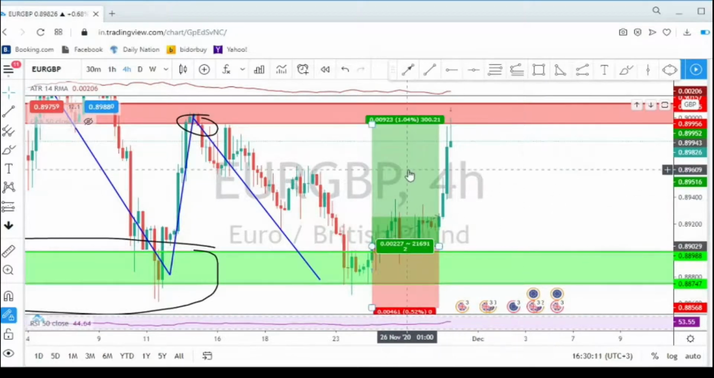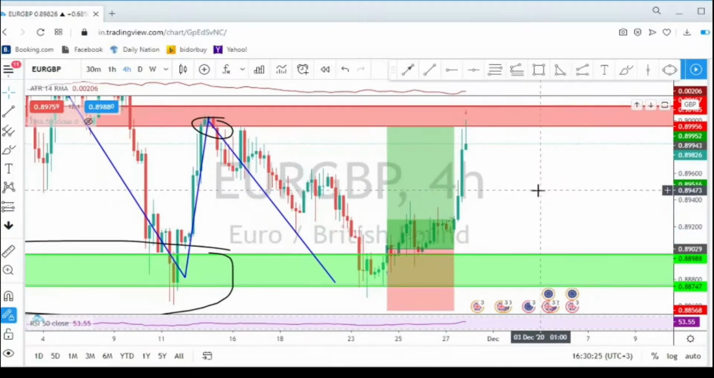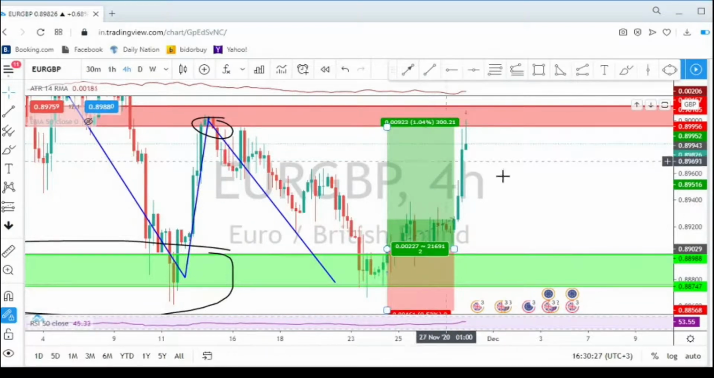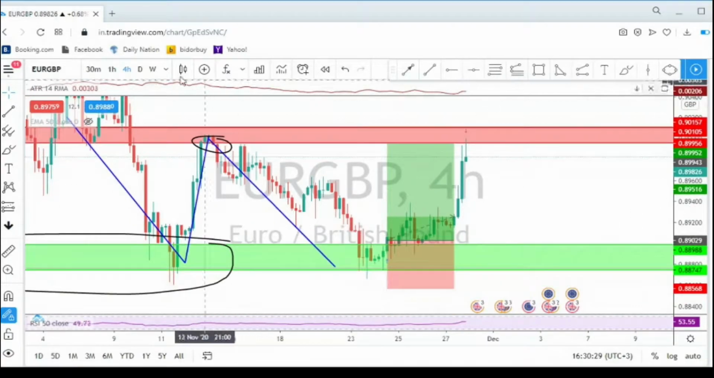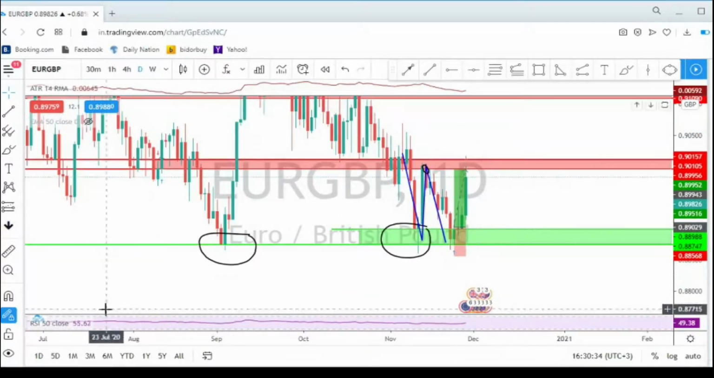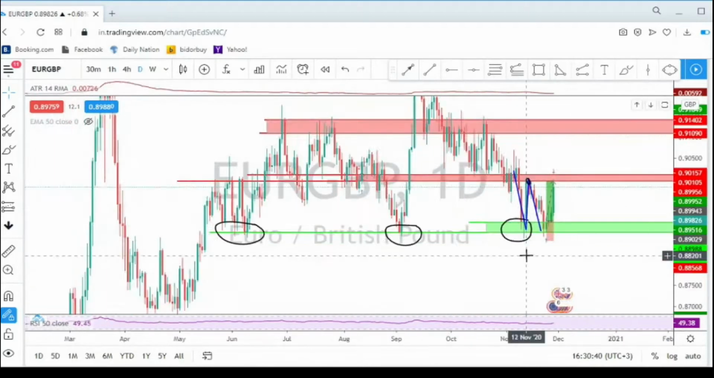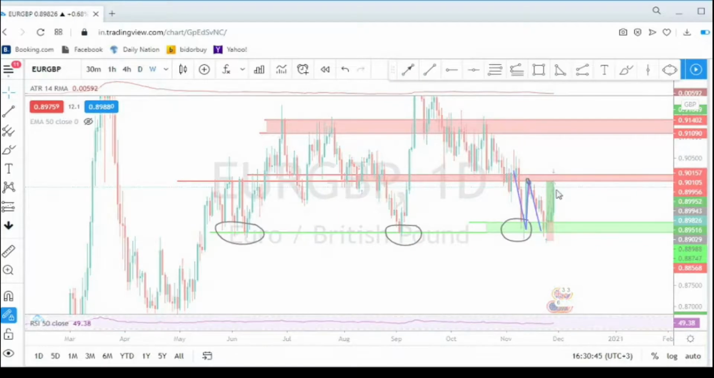I entered here with a 1 to 2 risk reward ratio and over 90 pips in profit. Within a few days, my position was filled, and this was a profitable trade. So what you do is identify your key levels of structure on a higher time frame. With this example, it was on a daily time frame. You could also go to a weekly time frame.